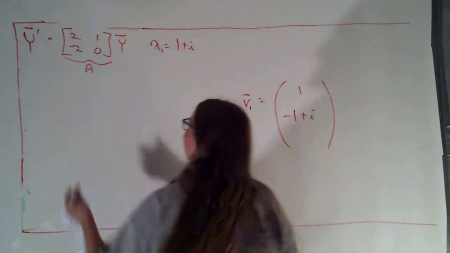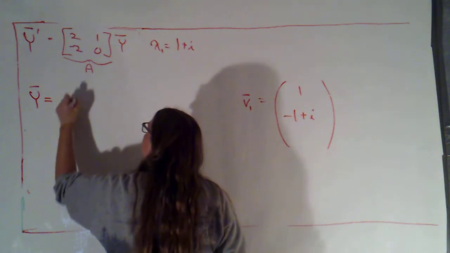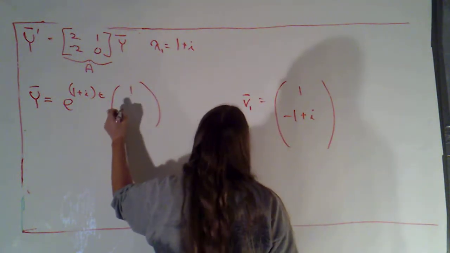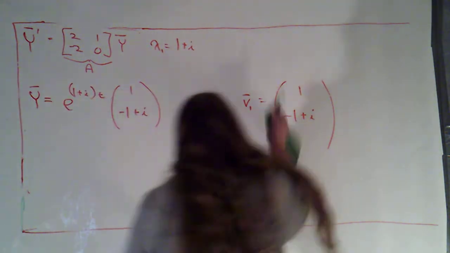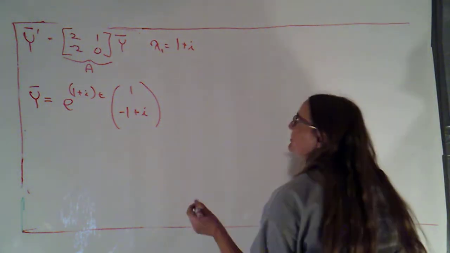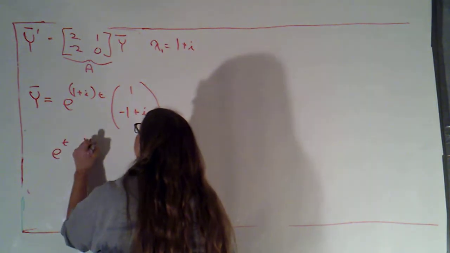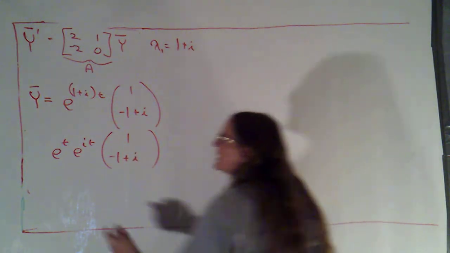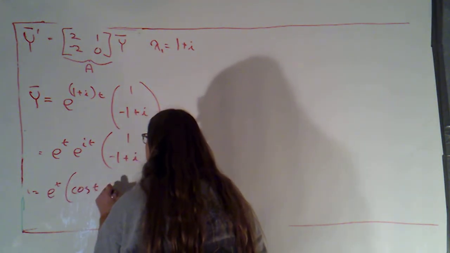Welcome back. Okay, so a complex solution is going to be e to the (1 plus i)t copies of this eigenvector, (1, negative 1 plus i). Now I can erase that again. I just had it up there so I wouldn't forget what it was. Okay, so I want to try to simplify this. So notice that's e to the t times e to the it, (1, negative 1 plus i). So that's e to the t times cosine t plus i sine t.